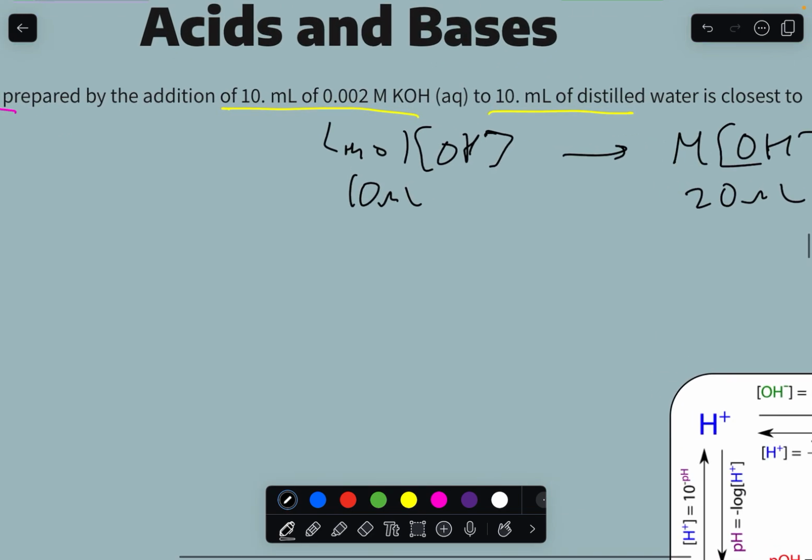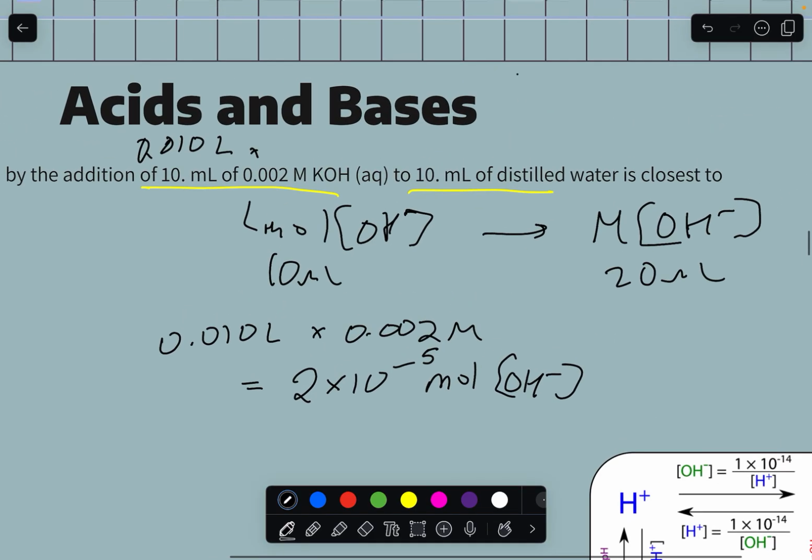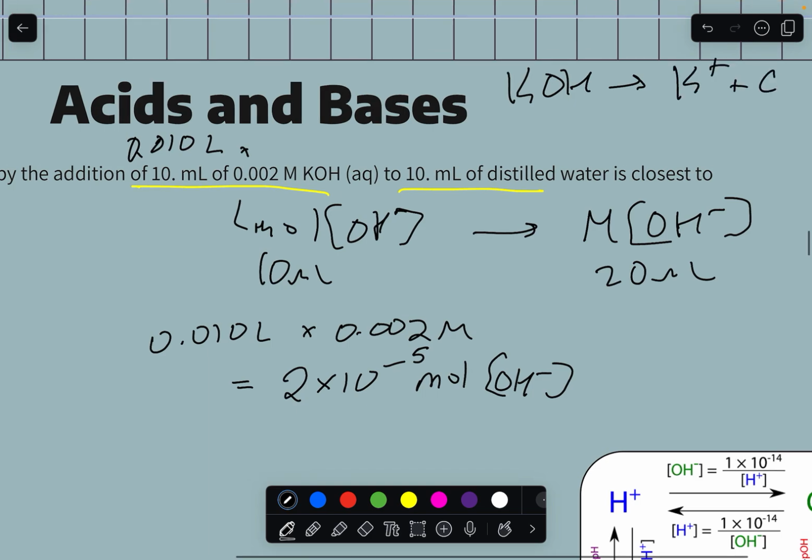So for the 10 mils, to find the moles, we're going to multiply them. So multiply the 0.01 liters times the molarity. So 0.010 liters times 0.002 molar gives me, let me do my calculator, 2 times 10 to the negative 5 moles of OH minus, because remember this dissociates completely. It's a strong base, so KOH becomes K plus OH minus.